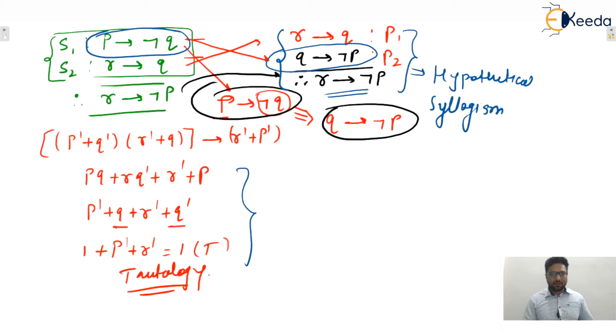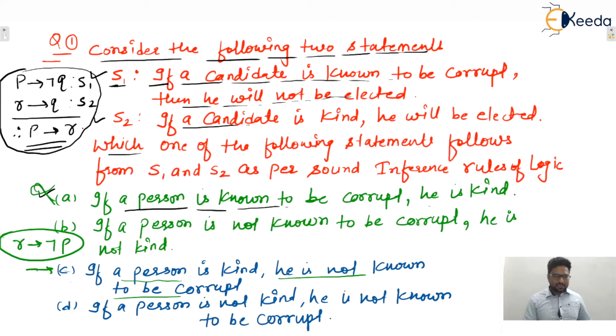So option C is correct. A is false. You can check B, B is also false, and D is also false. So C is the correct answer. This is one of the previous year GATE problems, from GATE CSIT. I hope this one is clear to everyone. This one is a simple one.